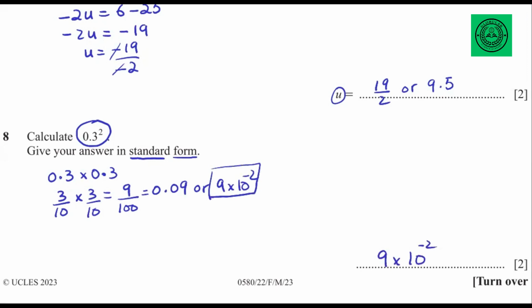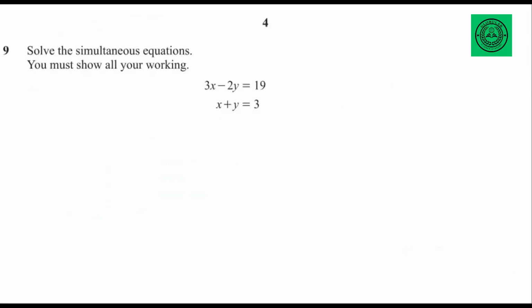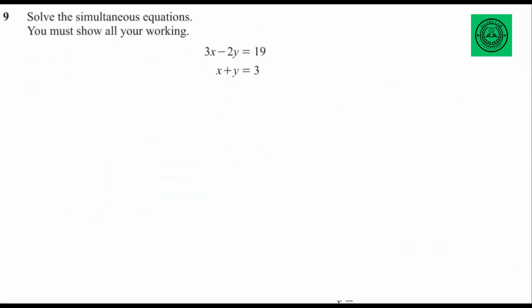Okay, now let us go to the last question. Question number 9. In question number 9, we are being given these 2 equations, so we have a system of equations in which we have 2 variables x and y. This is our first equation, and this turns out to be our second equation.